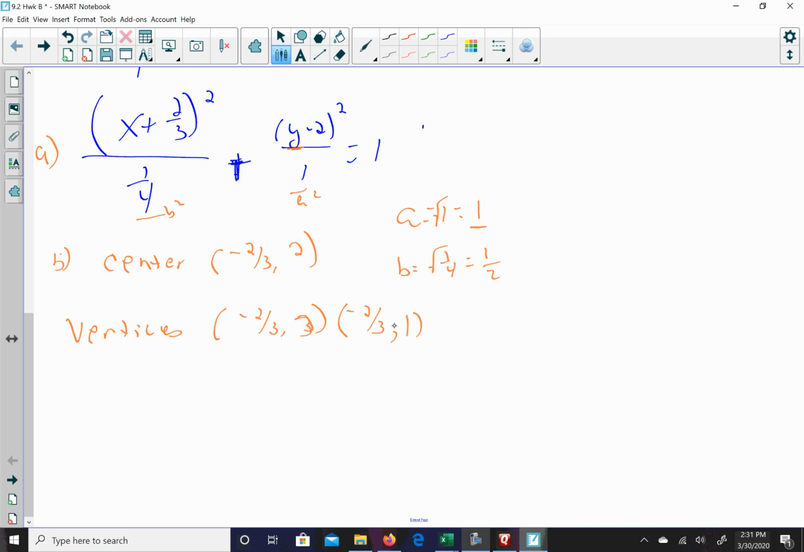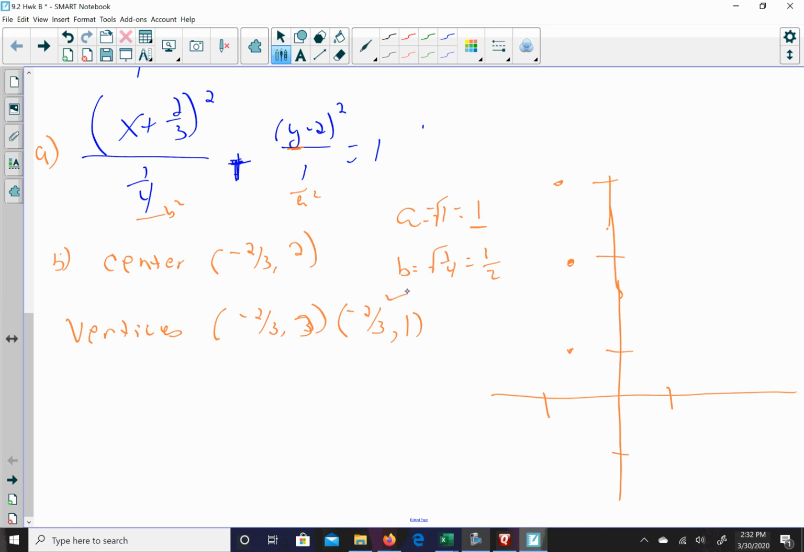So those are my major vertices, but if I'm sketching this, I'm just going to go over here and do a rough sketch. Let's make this kind of bigger because, well, the numbers are smaller. So my center is -2/3, 2. So there's my center. My A was 1, which means I'm going to go up 1 unit and down 1 unit. And I've named those vertices right here.